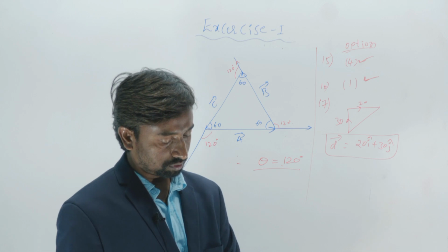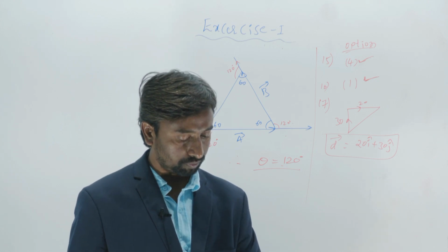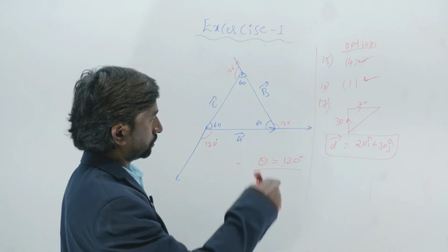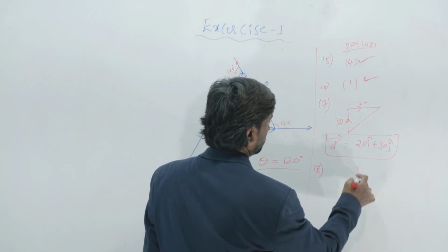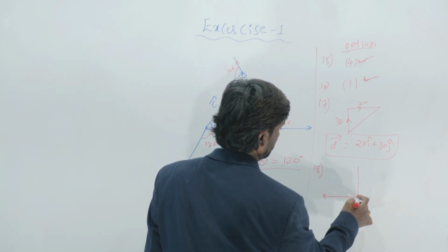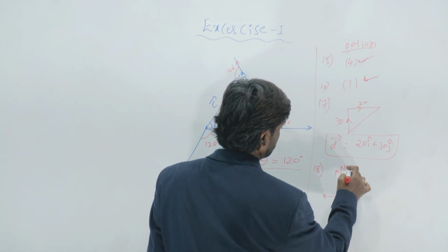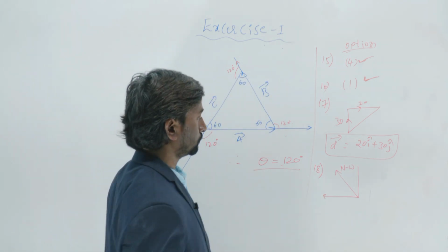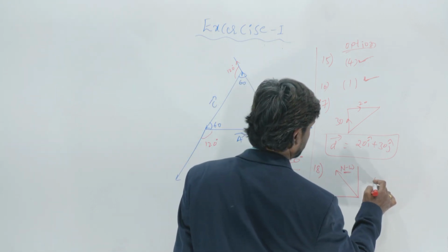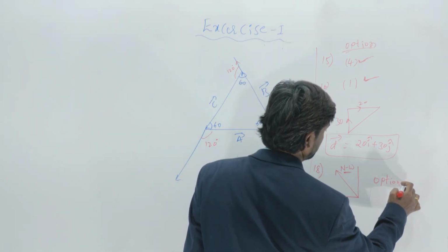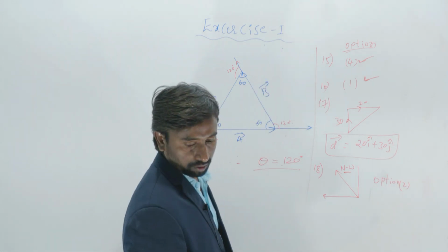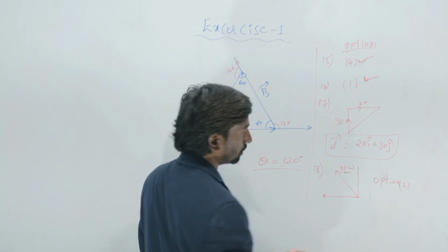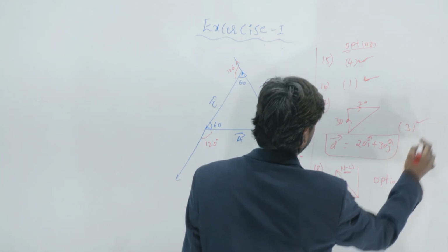Then a person moves 10 meter due south and 10 meter due west. Then the direction of his displacement from the original position. So the 18th one, he moved 10 meter south, then 10 meter west. So the person is moving in the northwest direction. Northwest direction, option 2. This is option 2 here. And this is option 3 there.